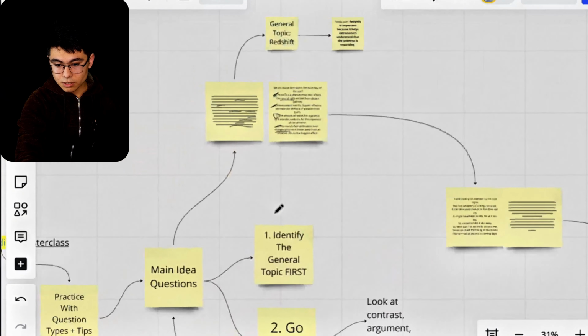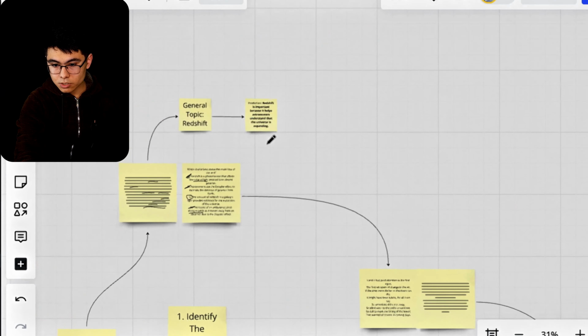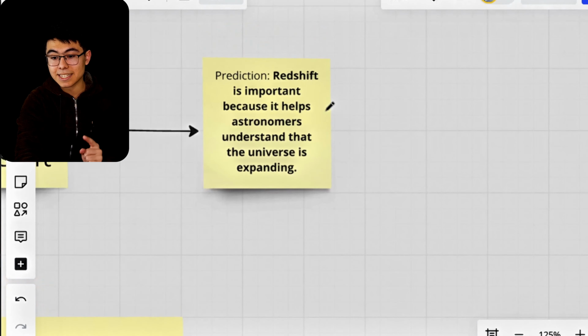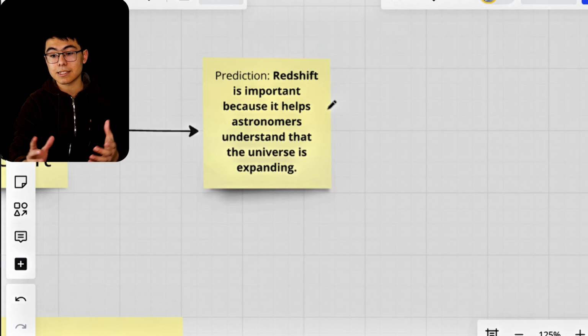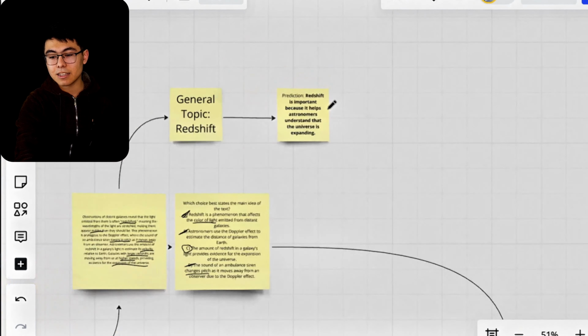So in this case, the general topic was redshift, and our prediction, as I said, was that redshift is important because it helps astronomers understand that the universe is expanding.